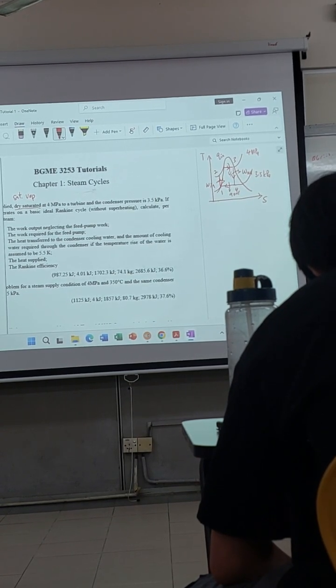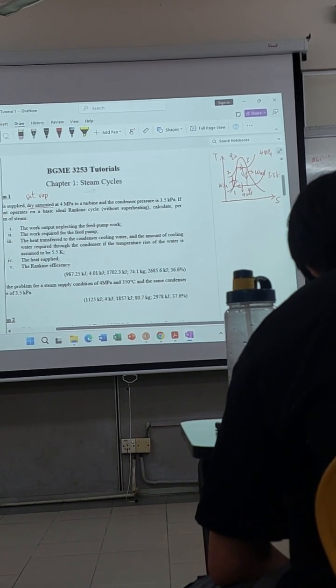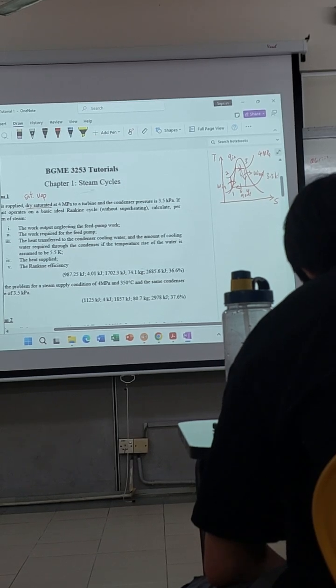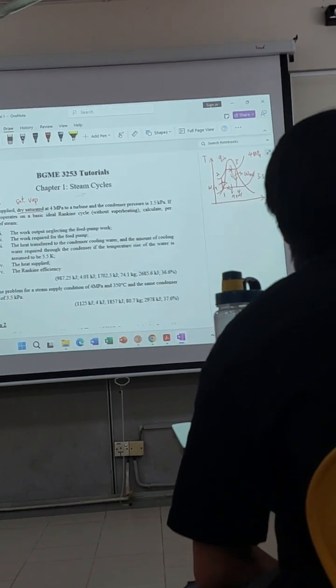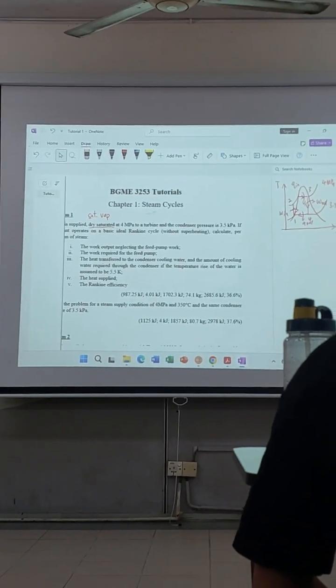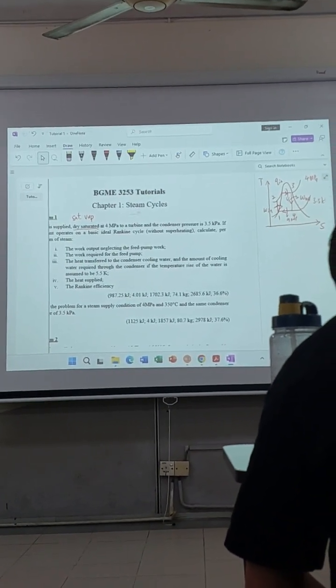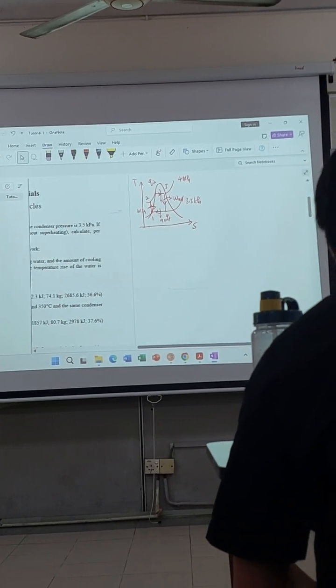Okay, so 1 and 2 basically ask you to look for all work. So work out by work in. So here is the divided work output. So we want the work output for turbine only. Okay. So let's look at this.